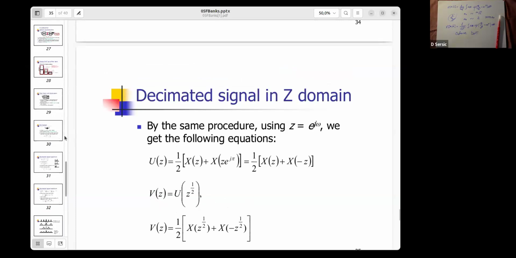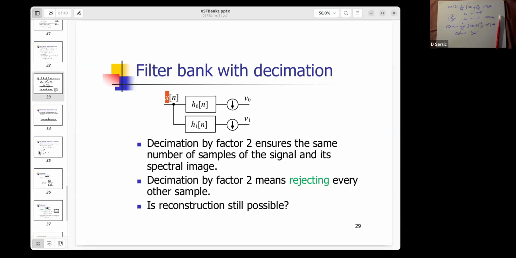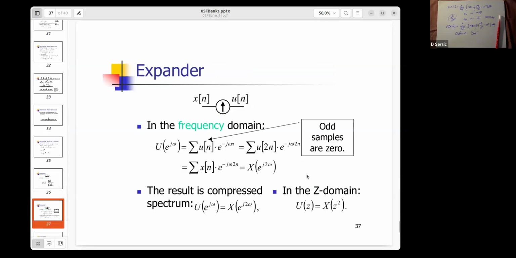So our plan was to use decimation right here. But we also want to design the reconstruction part. If you had 1,000 samples at the input, you have 500 samples here, and of course, you want to reconstruct X with all of the 1,000 samples. For that purpose, we are going to use something that is called an expander. Actually, it inserts zeros in between the samples.